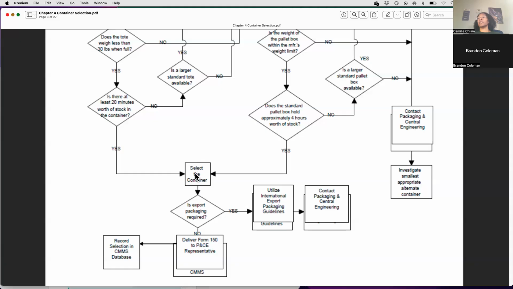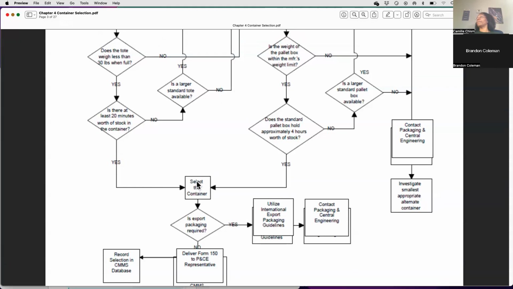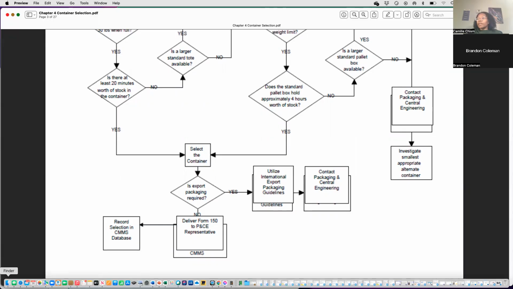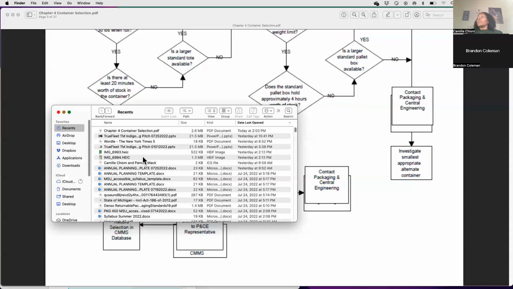So here you've made the selection for the container. And then you want to know, is export packaging required? And for this one, you would utilize whatever your guidelines are. And this tells you what to do. So every company is a little bit different, but right here, every company has guidelines and standards. I probably can very quickly show you what, let me see.